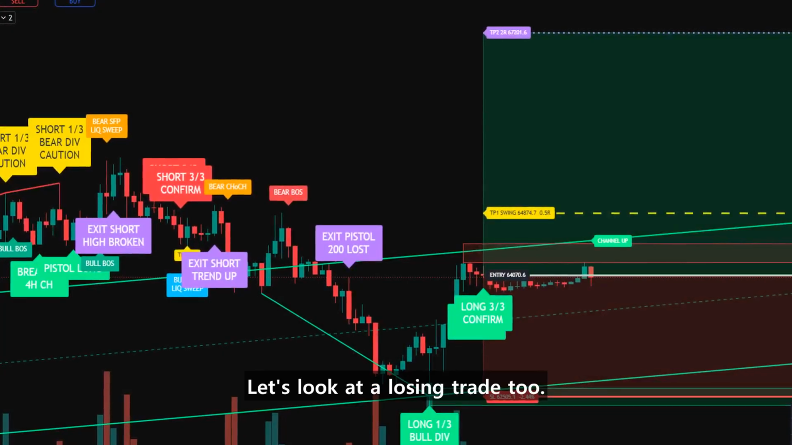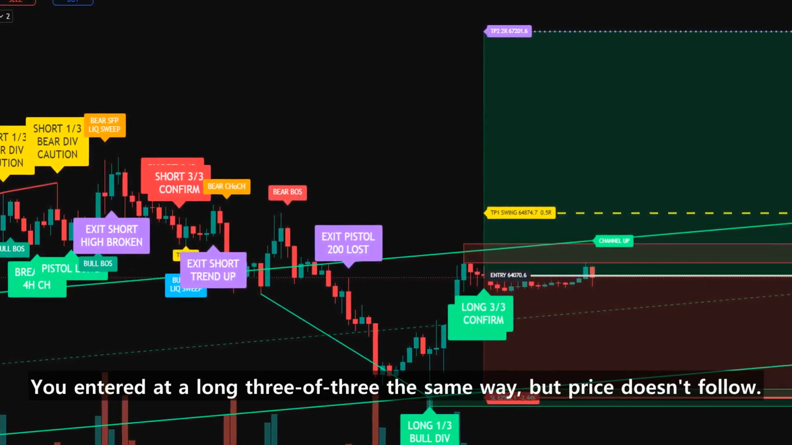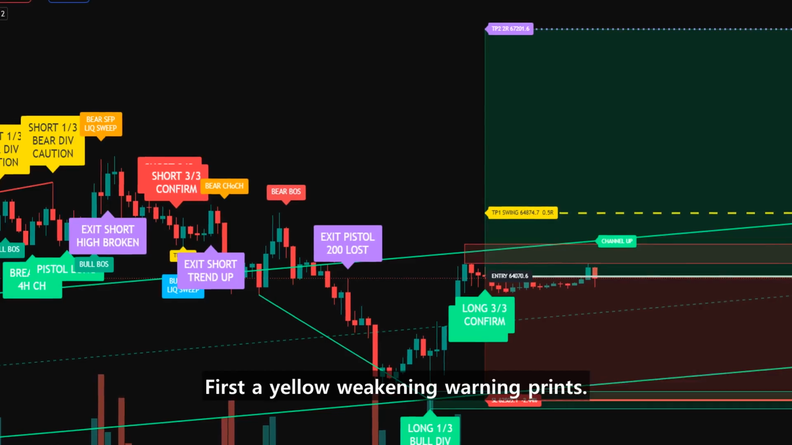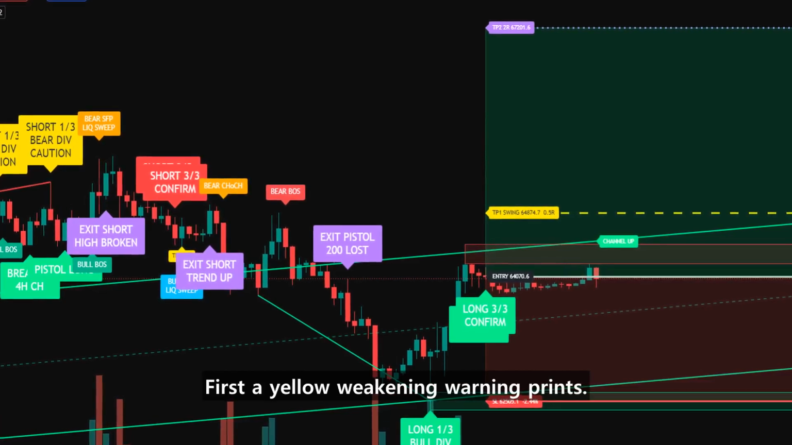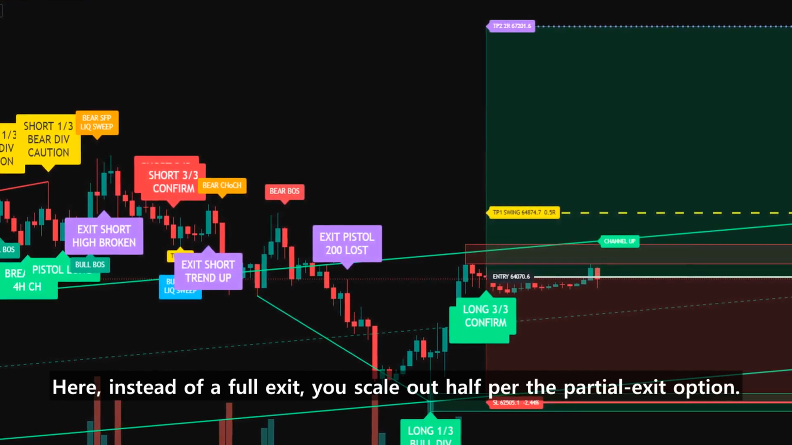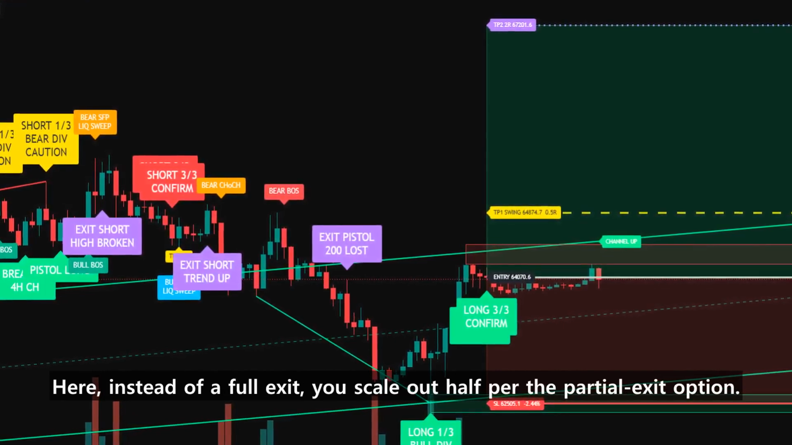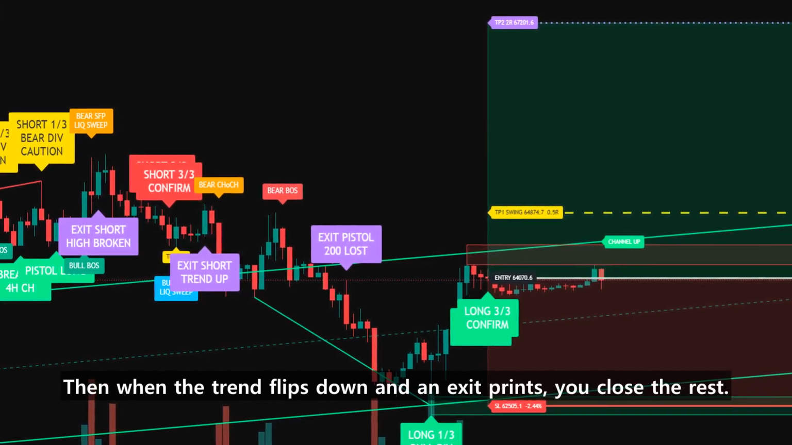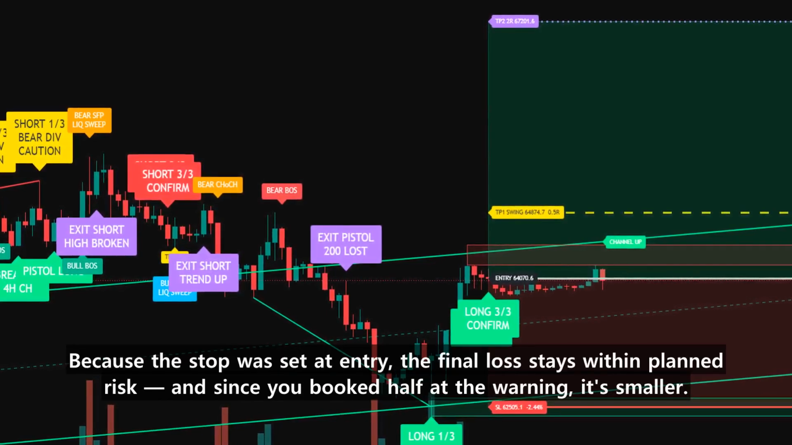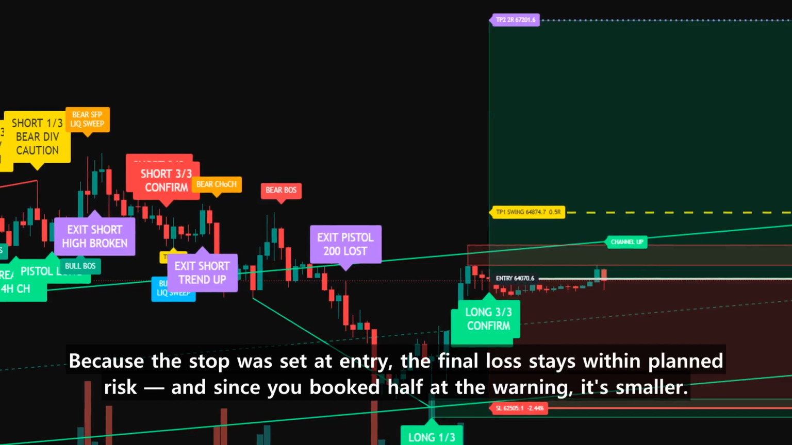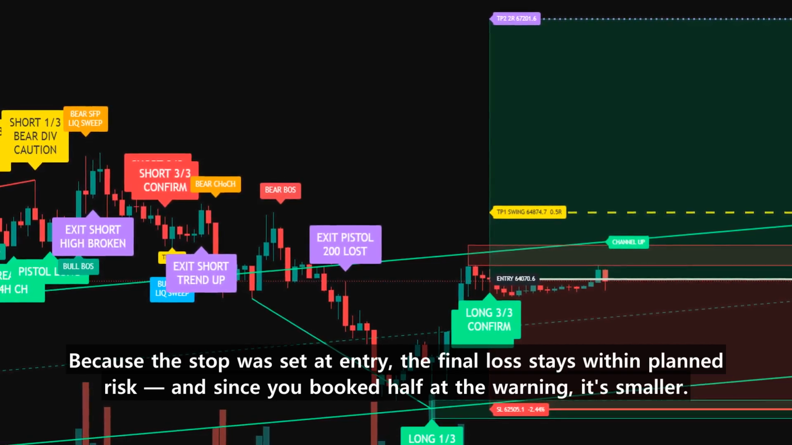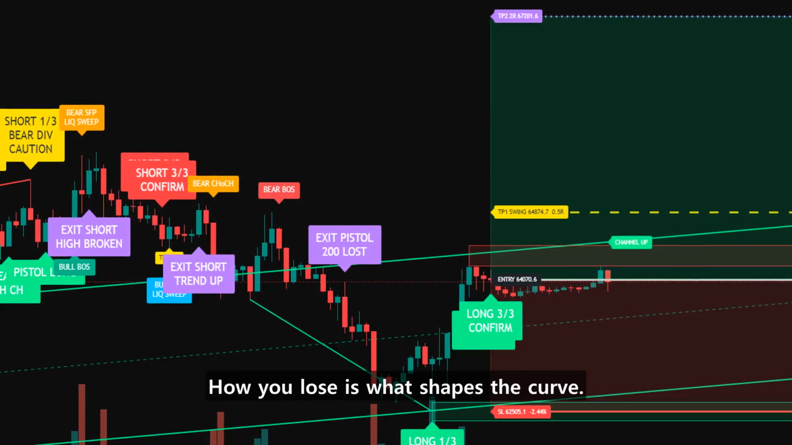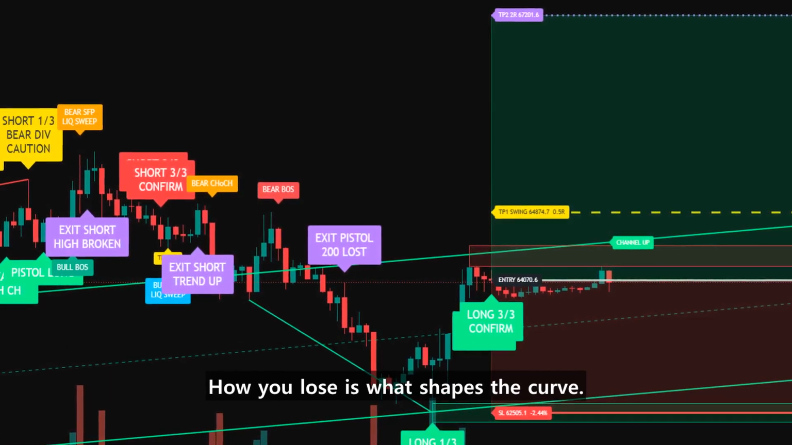Let's look at a losing trade too. You entered at a long 3 of 3 the same way, but price doesn't follow. First, a yellow weakening warning prints. Here, instead of a full exit, you scale out half per the partial exit option. Then, when the trend flips down and an exit prints, you close the rest. Because the stop was set at entry, the final loss stays within planned risk. And since you booked half at the warning, it's smaller. How you lose is what shapes the curve.